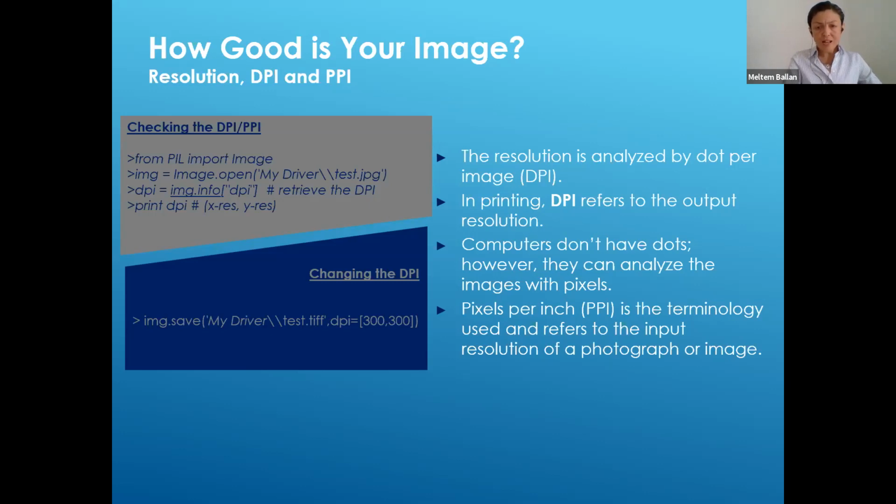I will be silent for a sec for you to check and see how you can actually check the DPI and PPI and change the DPI. And again, I used Python here. The basic library PIL is used here.